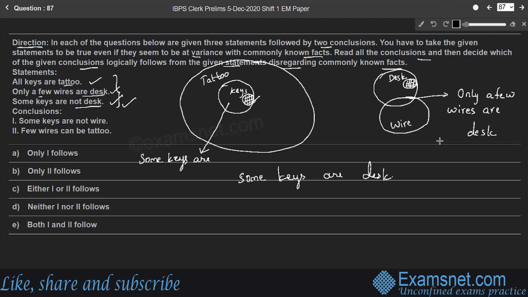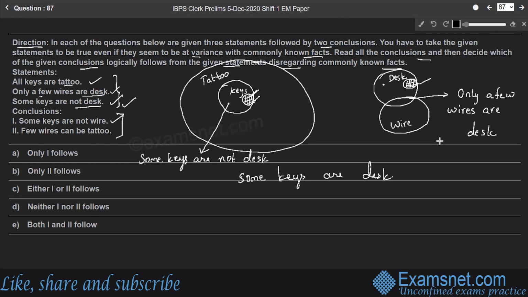Some keys are not desk. That means this portion of the set of keys, these keys, are desk here. Right? Come to the conclusion part.